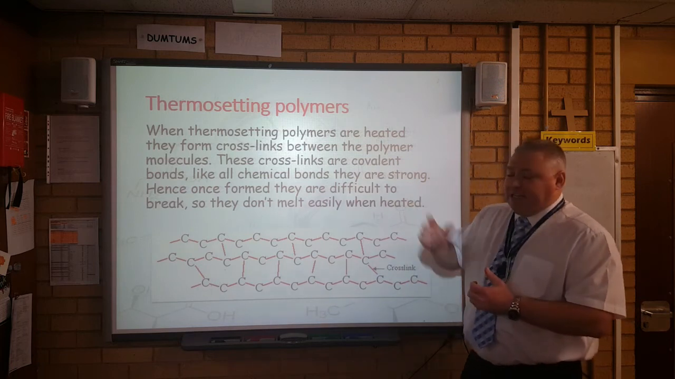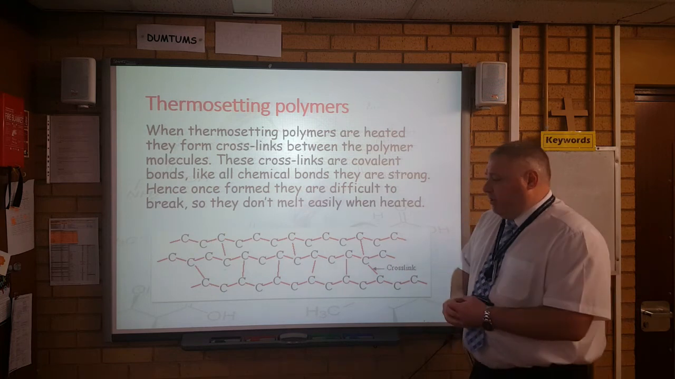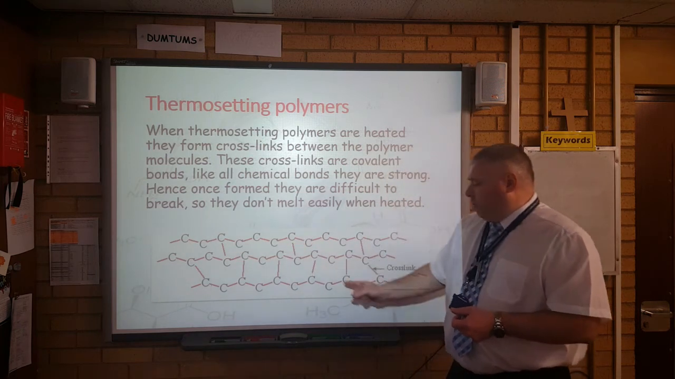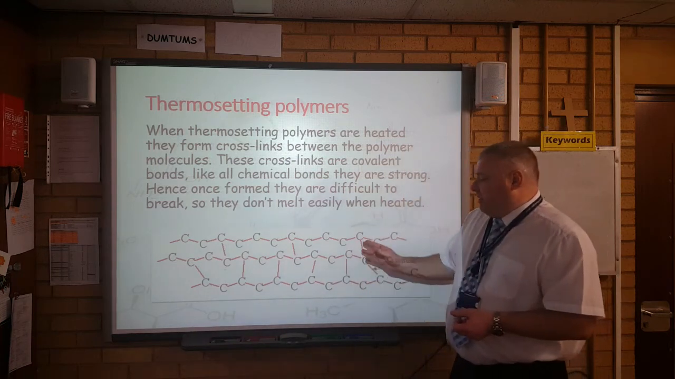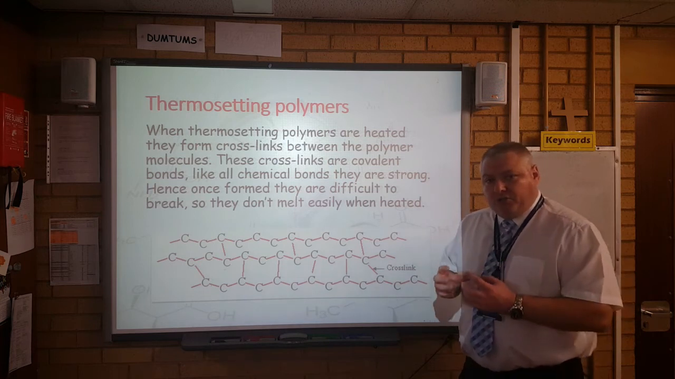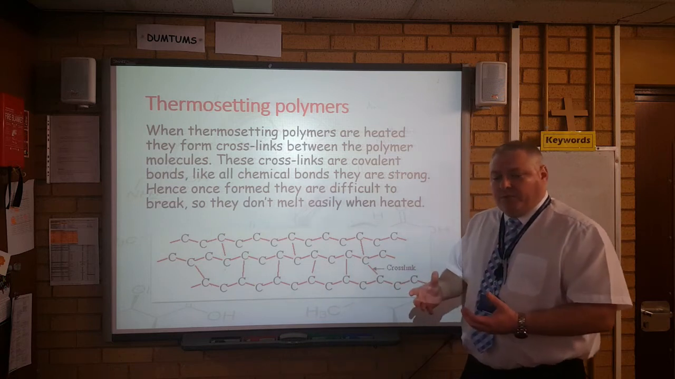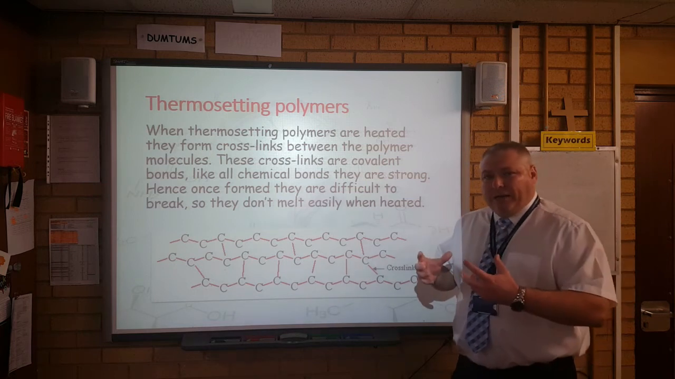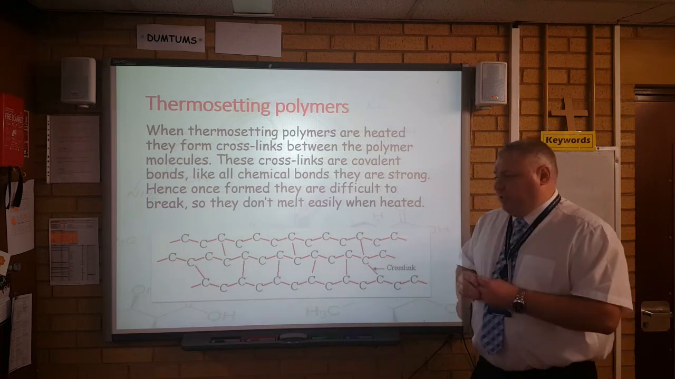Well, the first time you heat a thermosetting polymer, it initiates a chemical reaction. And the chemical reaction results in these cross-links being formed between the individual polymer molecules. Now these cross-links are actually covalent bonds. As you know, covalent bonds are strong like all chemical bonds, so you need to put a lot of energy in to overcome them. So that means when you heat a thermosetting polymer, it's not going to melt because there isn't enough energy to break these covalent bonds, hence the polymer retains its shape.